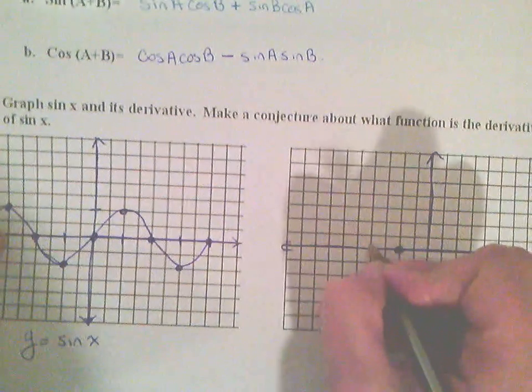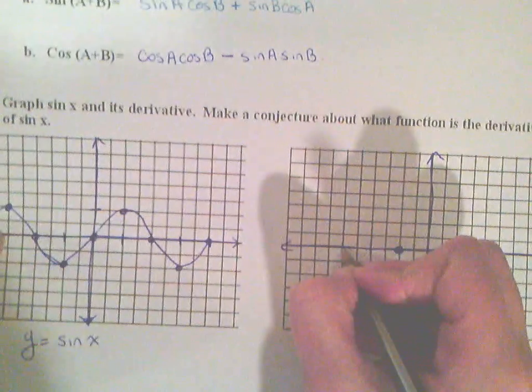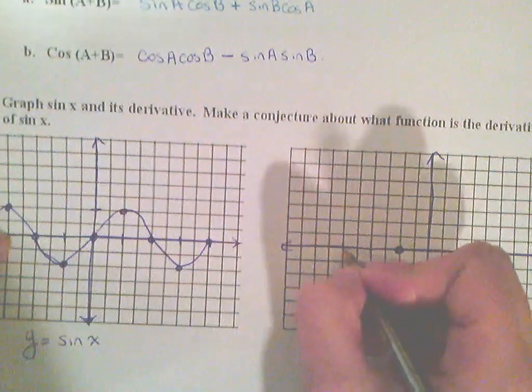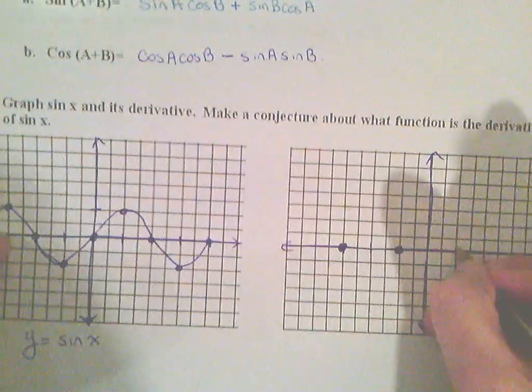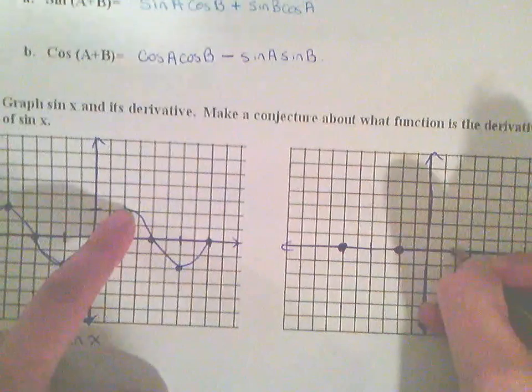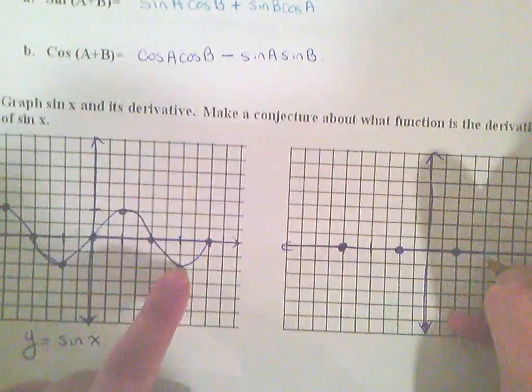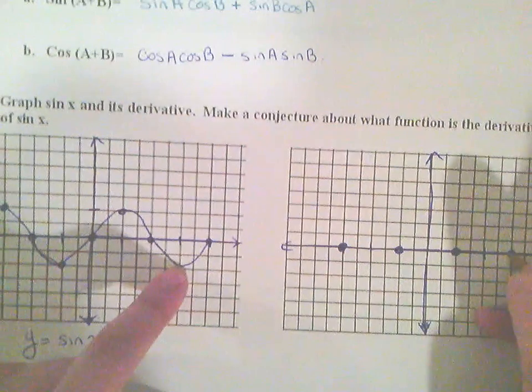And then at pi over 2, at 3 pi over 2, the slope again is 0. And same thing on this side. At negative pi over 2, the slope is 0. And then at 3 pi over 2, so not here, but here, the slope again is 0.